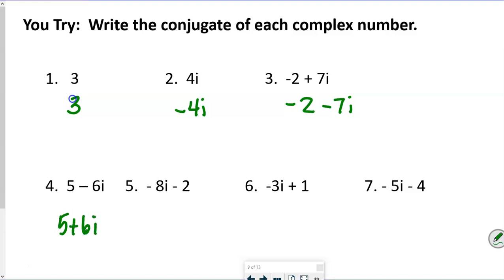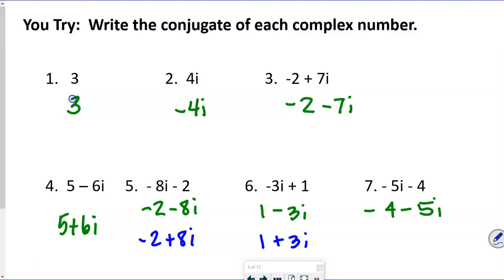Now notice with number 5, it's not put in standard form. So I'm going to do that first. Negative 2 minus 8i. So when I change it, it's going to be negative 2 plus 8i. That's going to be the conjugate. Okay? With number 6, again, I'm going to say 1 minus 3i. Then I'm going to change it to 1 plus 3i. So remember, only changing the sign of the imaginary part, okay? This one, again, put it in standard form first.